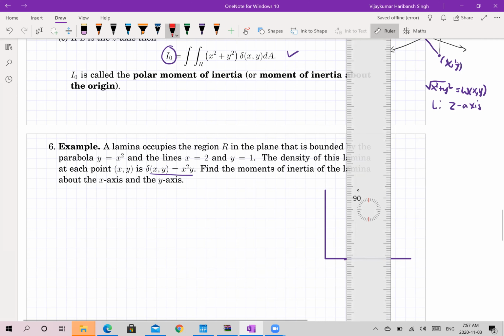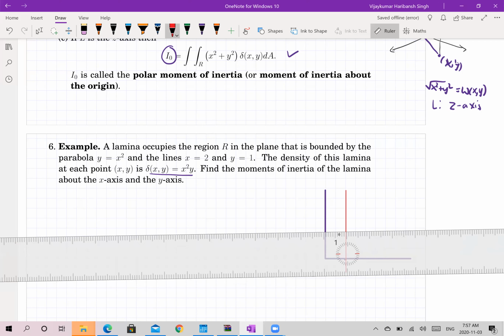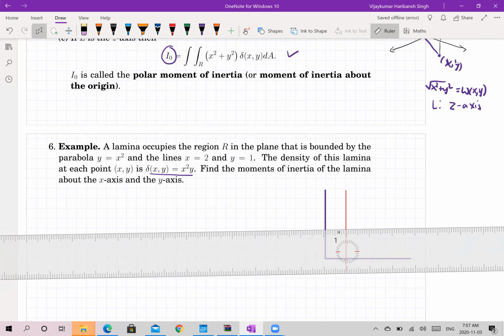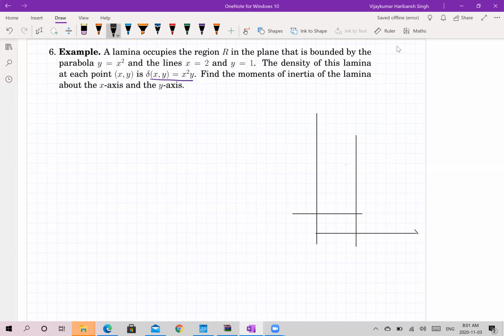Use a different color pen. x equals 2. Then we have y equals 1. So I'm going to do some rescaling here. So this is our x-axis, this is the y-axis. This is your y equals 1. We have x equals 2.